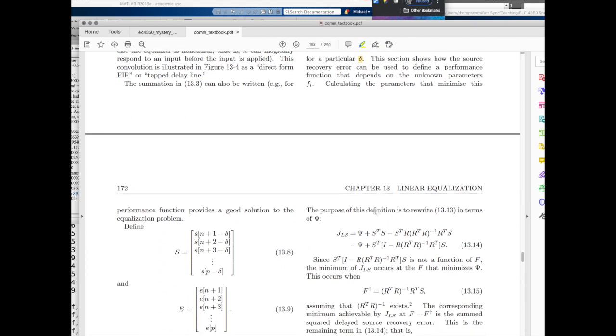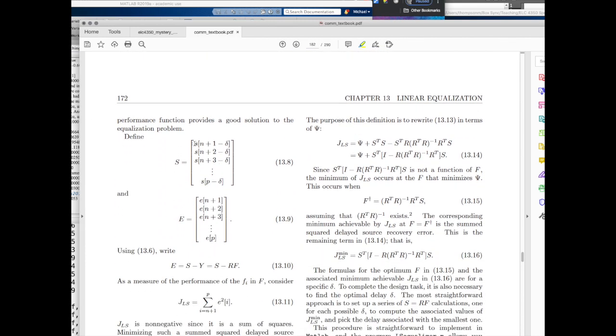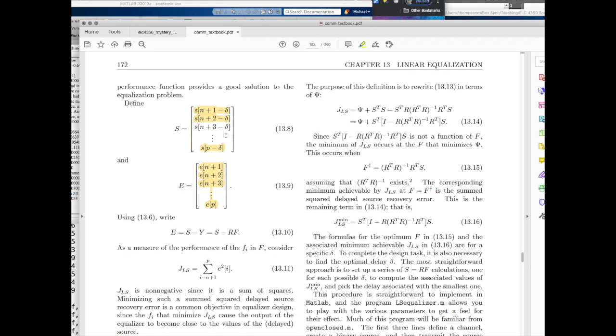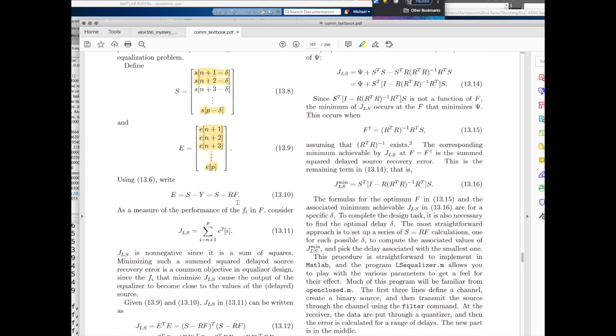So we could make a collection of signal values and call that a matrix S, from n plus 1 all the way down to S of p minus delta. So we have p values of the signal, and that would give us a collection of error terms that we could put into a matrix. For each sample time coming out of the system, we have the signal and we can generate the error, based on our filter that we're using.